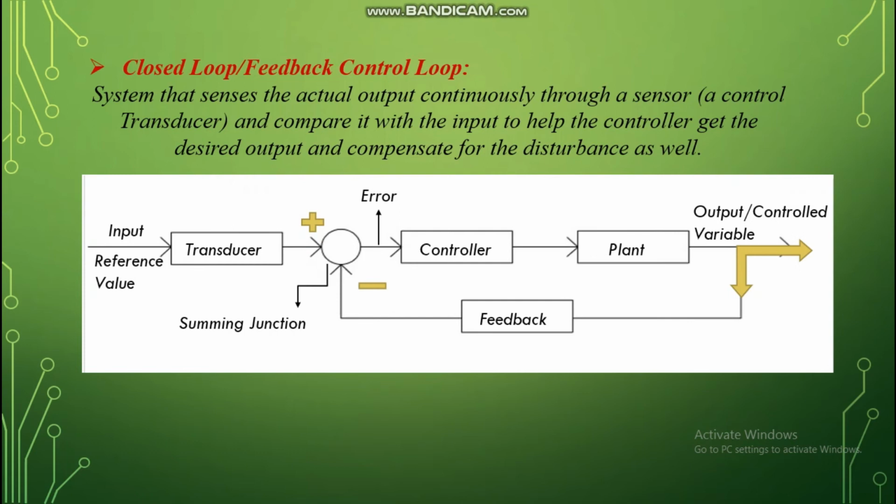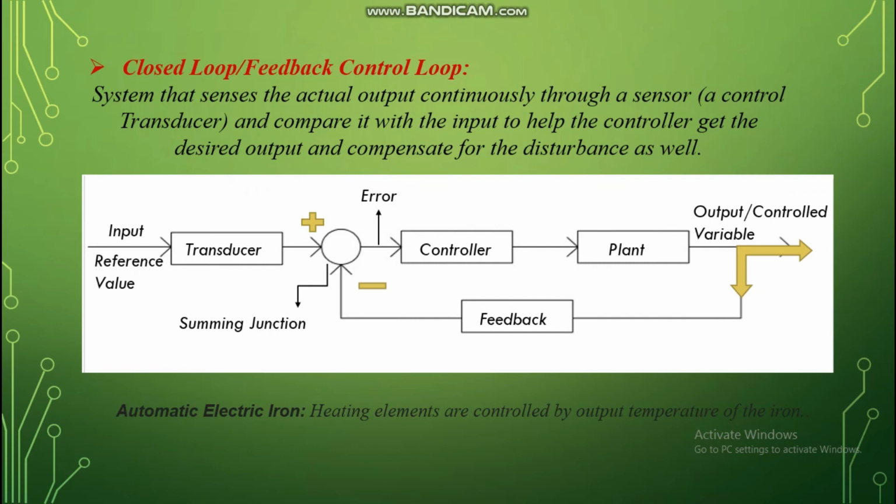Now this error would be either positive or negative. For example, if you are controlling the temperature of the room, and the actual temperature is more than the desired temperature, then our error would be negative. If the actual output is less than the desired output, then our error would be positive. Based on the sign as well as the value of the error, the controller would control the plant. We will understand it in the example coming up.